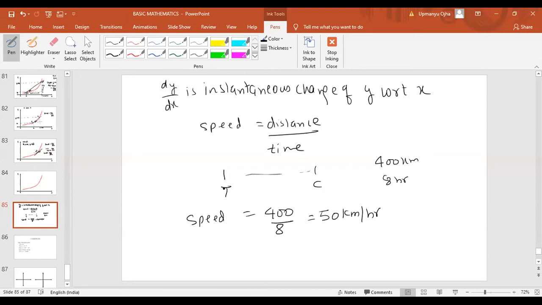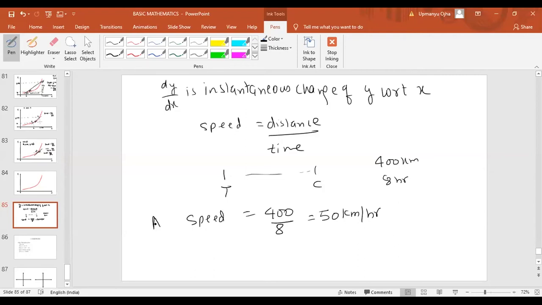Like when we are starting from Trichy, maybe in the city there will be traffic, so the speed will be less. It would be less than 50 kilometer per hour. But as you go to the highway, the speed will increase. It would be more than 50 kilometer per hour. And when you are reaching Chennai, again your speed will reduce.